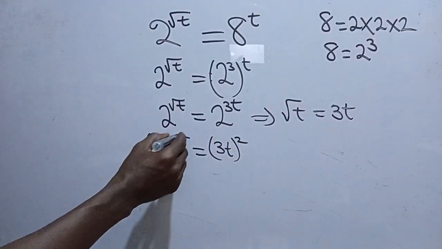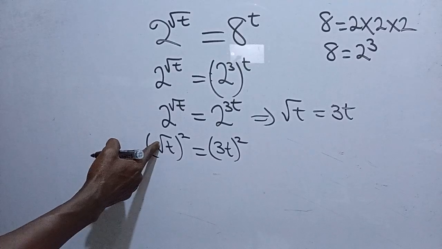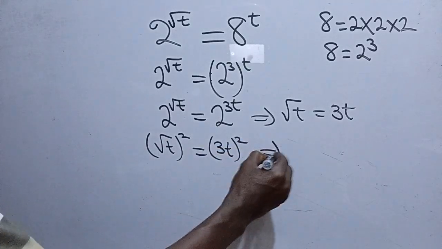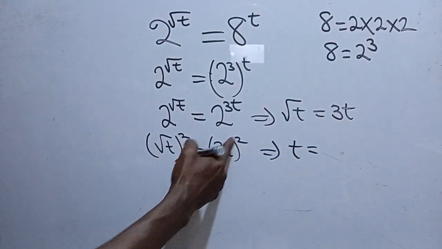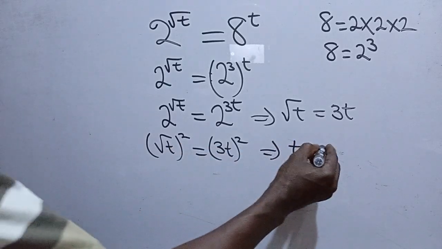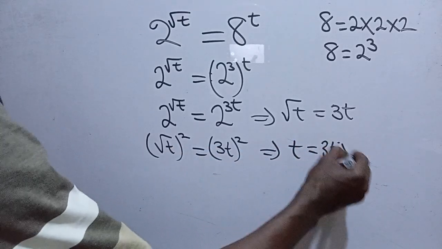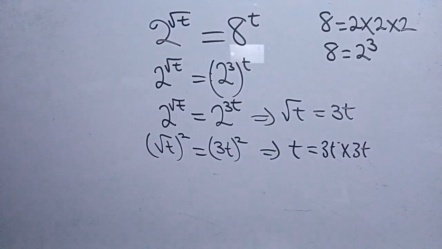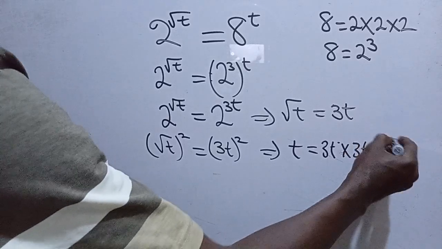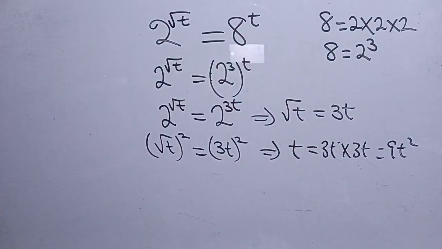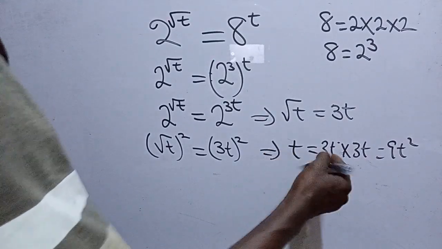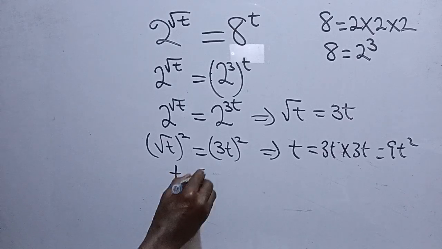And so the square here automatically cancels the root sign here. So you have t is equal to, now when you expand 3t squared, it means 3t times 3t. And that will be equal to 9t squared. Okay? So that means we are having t is equal to 9t squared.